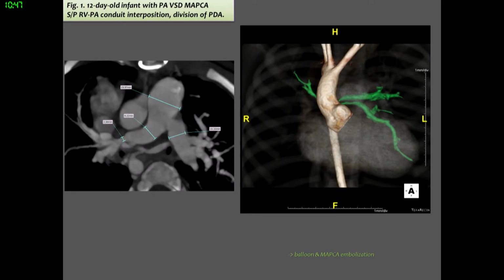After complete repair and division of PDA, the observed right interlobar pulmonary artery shows significant stenosis and one remaining MAPCA supplies right and left lung. We planned balloon angioplasty for pulmonary artery stenosis and MAPCA embolization after confirming communication.